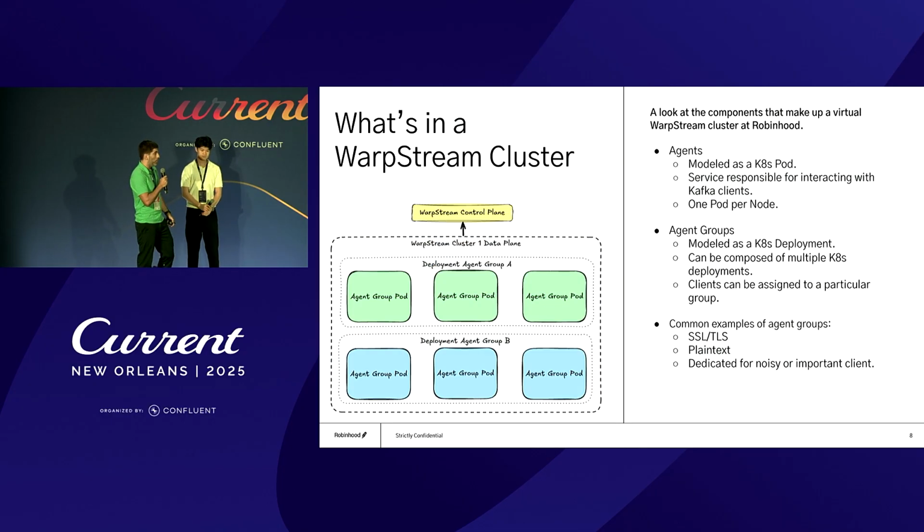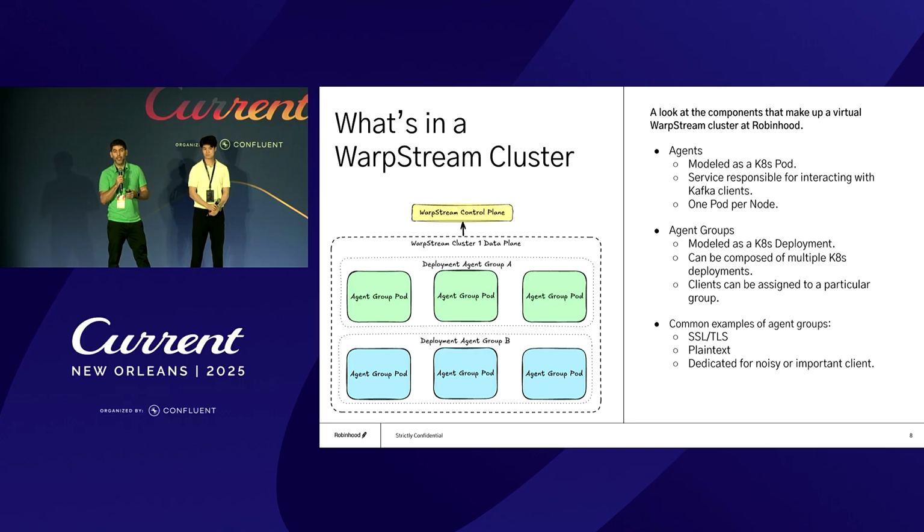Okay, so we've talked about our reasons why we wanted to migrate to WarpStream. Let's talk a little bit about how we ended up laying out the components of WarpStream in our infrastructure. At the base, we have the agents, which we decided to model as a pod. We decided to go with a one pod to one node approach. This was upon the recommendation from WarpStream. It just makes things easier to handle.